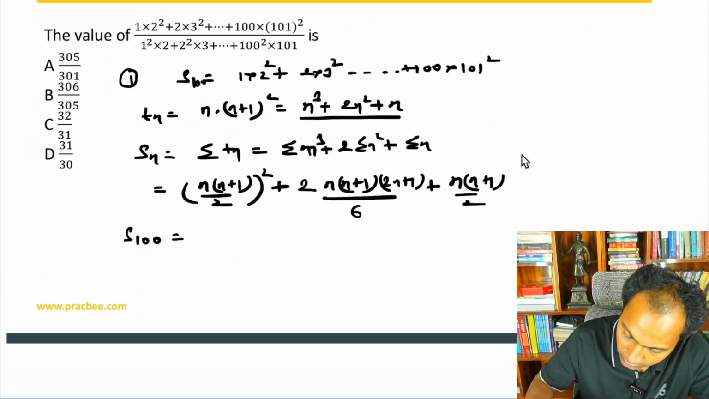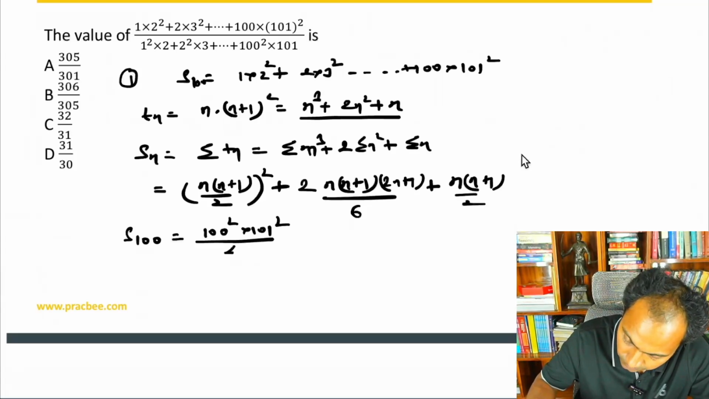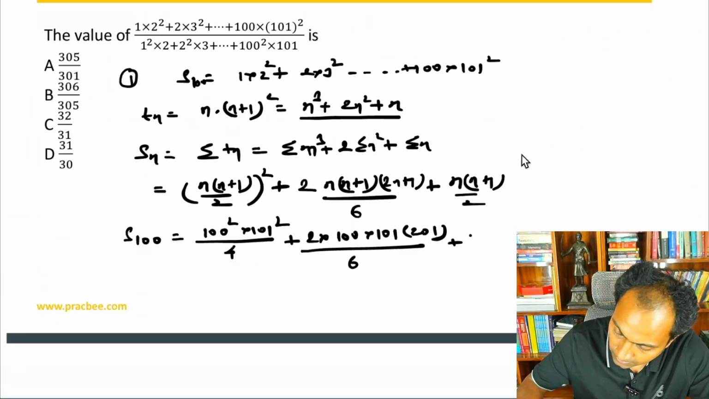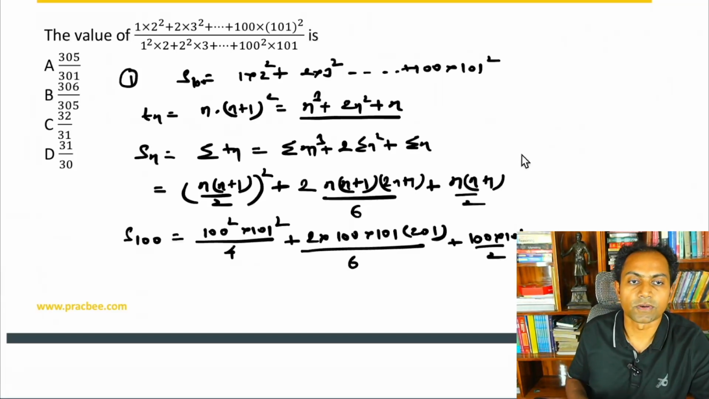So if I put 100, this becomes 100 square into 101 square by 4. This becomes 2 into 100 into 101 into 201 divided by 6, and finally 100 into 101 by 2. This is what we have got.